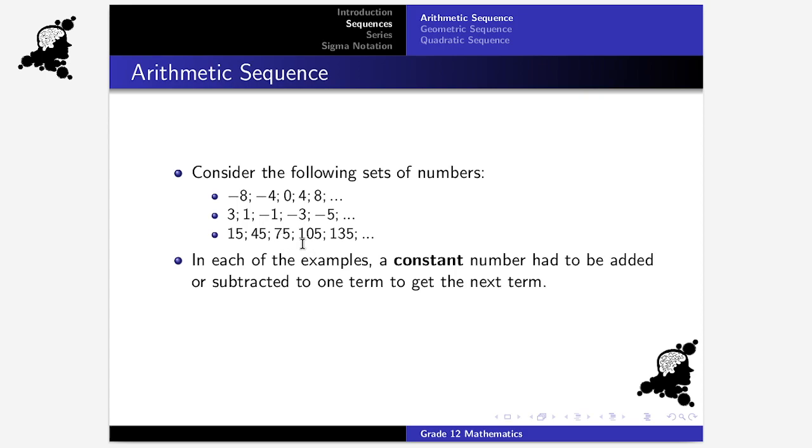75 plus 30 gives us 105. 105 plus 30 gives us 135. The constant number in this instance is 30. Now, we have a special name for this type of sequence. This is called an arithmetic sequence. It's also known as a linear sequence.